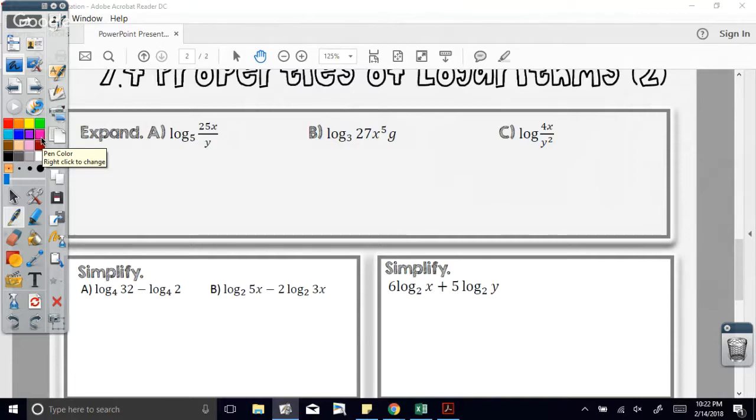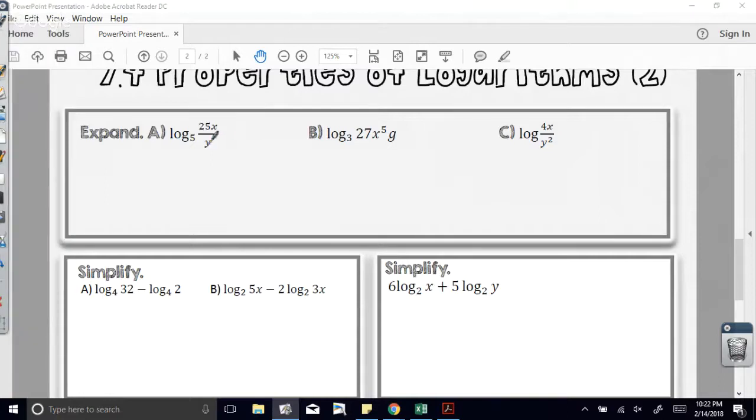So if you look, we have log base 5 of 25 times x divided by y. I'm going to split this into two parts, and for the first couple, I'll go a little bit slower. So I'm going to write this as the log base 5 of 25x. And we want to make this division problem two separate problems. So then I'm going to write, okay, minus the log base 5 of y.